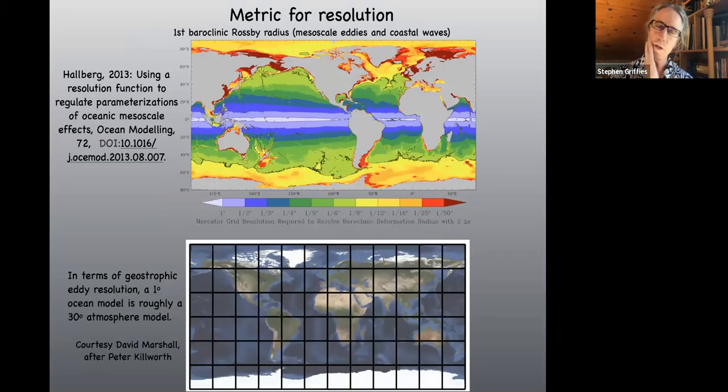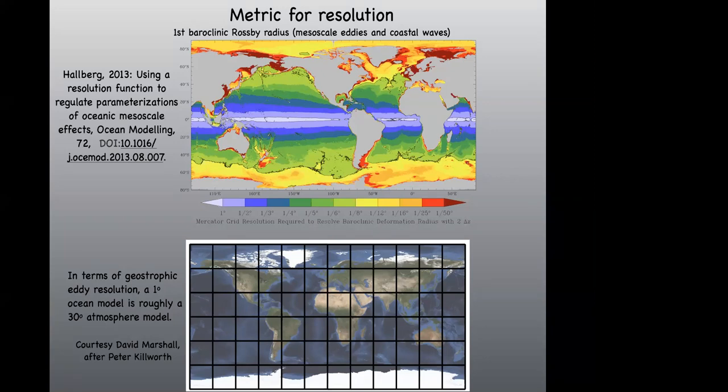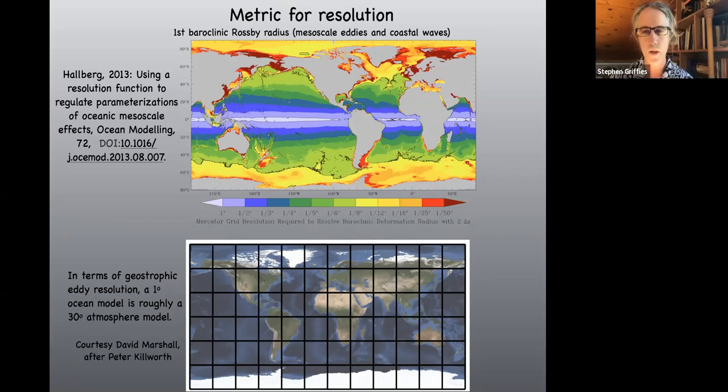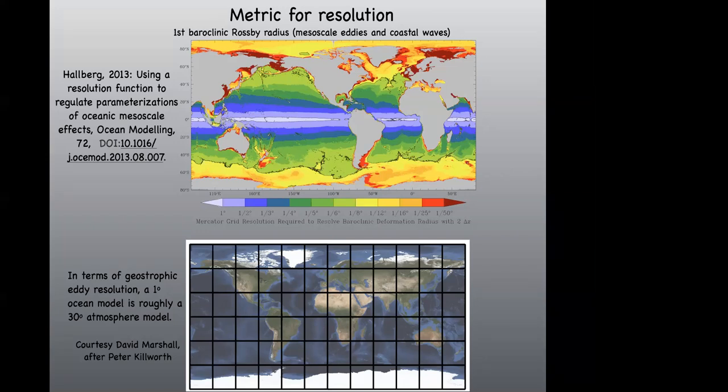So resolution, there's a few different ways to define or to measure resolution. The top figure here is from a paper by my colleague at Princeton, Bob Hallberg, in which he plots the grid scale required to resolve the first baroclinic Rossby radius, using two grid points per radius. And as you see, as you go to higher latitudes, you get very fine resolution requirements. And in the mid latitudes and low latitudes, you get more coarsely resolved features.